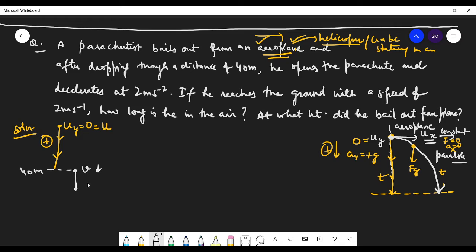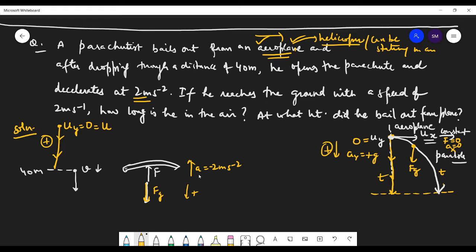Decelerates means there is air friction. So here two forces are acting on it. One is the upward force due to the parachute, and you have the gravitational force acting downward. But as the acceleration is upward, that is 2 meter per second square, it will be treated as negative because I am taking downward as positive. So it means the upward force is greater than the gravitational force.